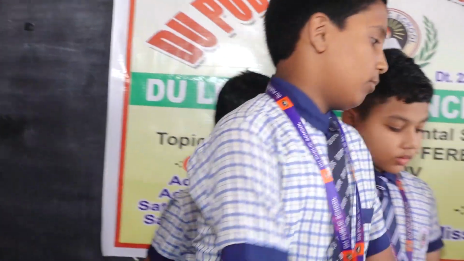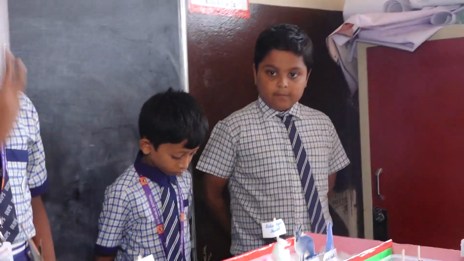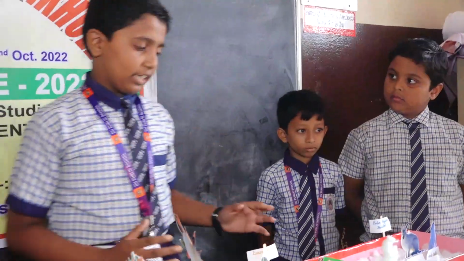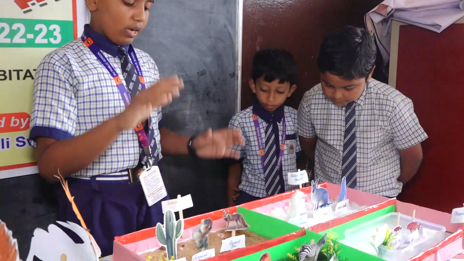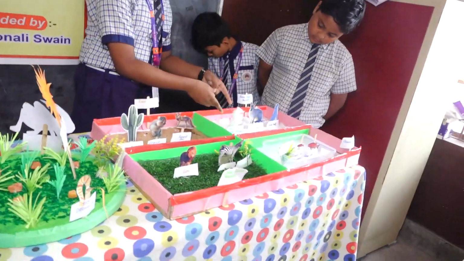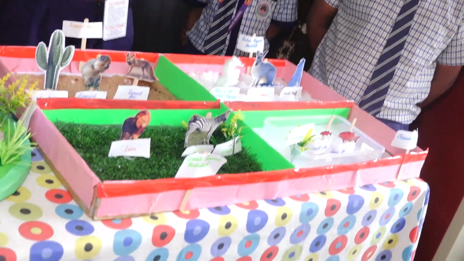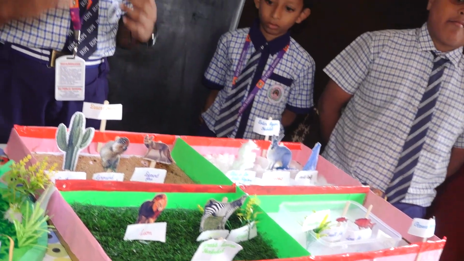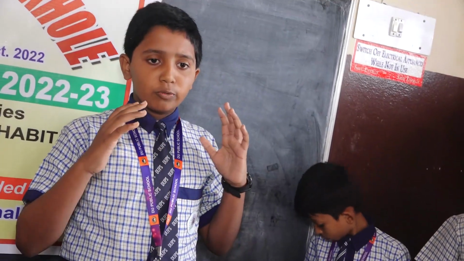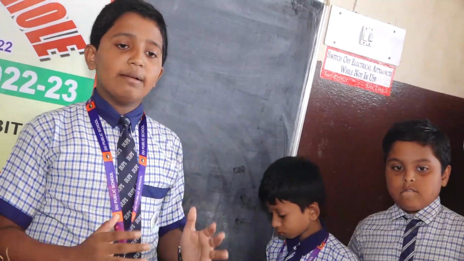Now I am explaining by showing the model of habitats. The pictures in the different habitats show who lives where in each habitat. Let's see the model. The model has four habitats: desert habitat, polar region habitat, grassland habitat, and ocean habitat. Every habitat has different animals and plants that adapt or adjust to its unique weather conditions, maybe hot, cold, dry, and availability of food.